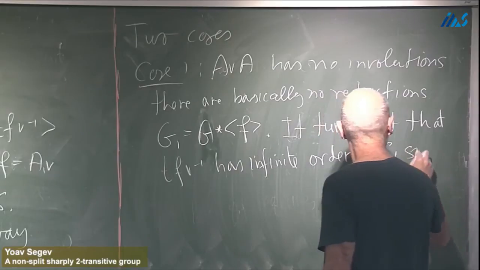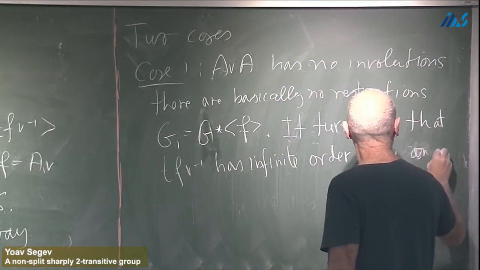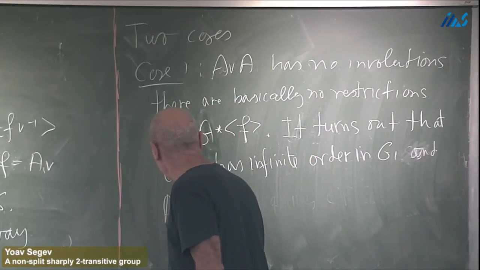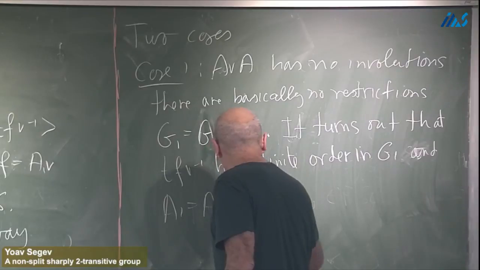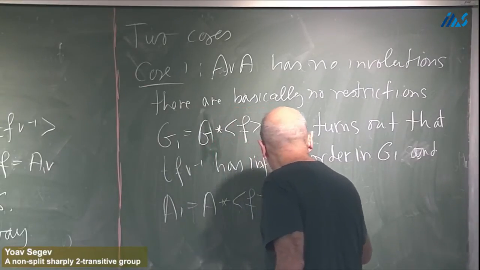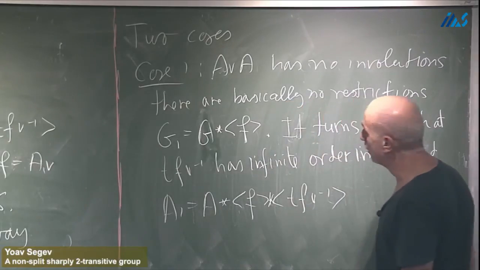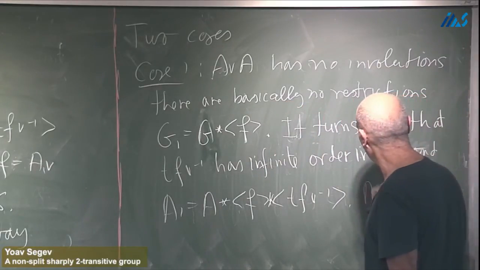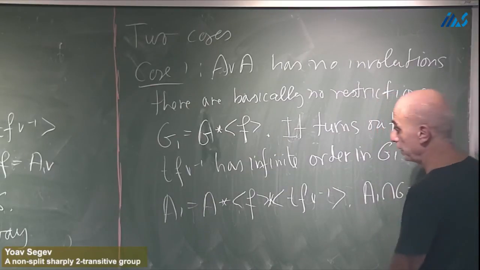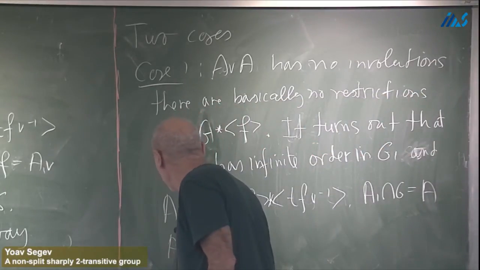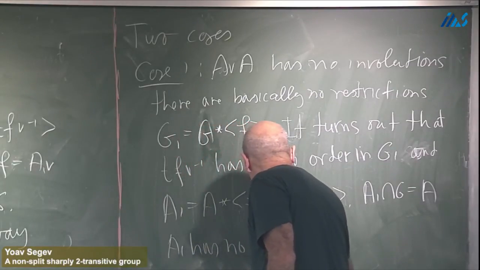In G1, and that the group A1 is just a free product of A with a group generated by F and the group generated by TF V inverse. Free product. And so A1 intersection G is A, is automatic, and then A1 has no involutions. Is automatic, almost.